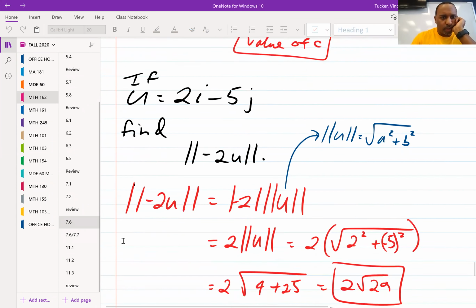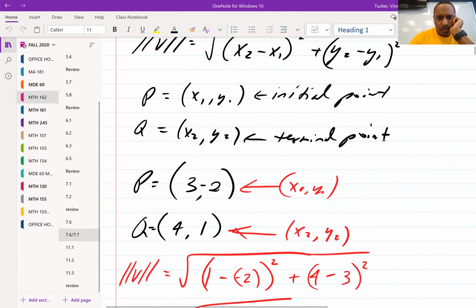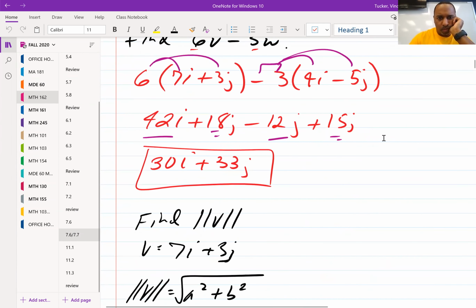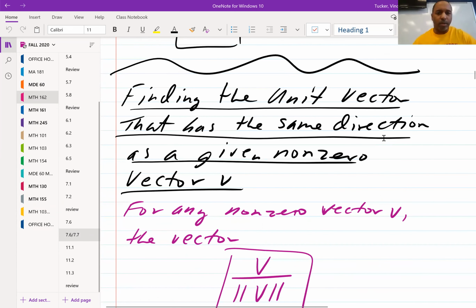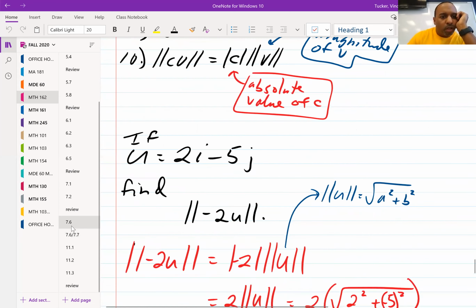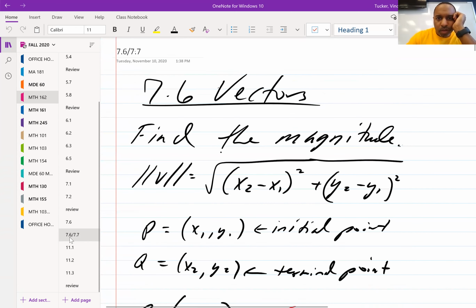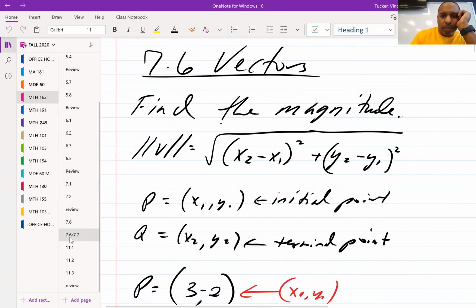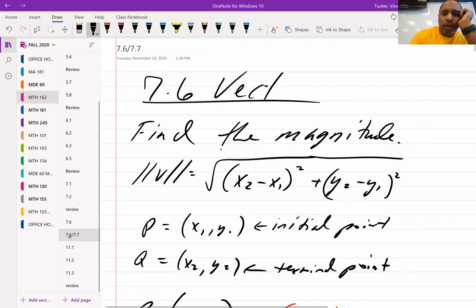Yes, we did this last class, on the magnitude. Okay, so we're starting here. Let me write something that's a little better. Last class we had started 7.6 and we ended here with finding the magnitude. I think this was just another example, but we can start right here, as a recap of what we did last class.